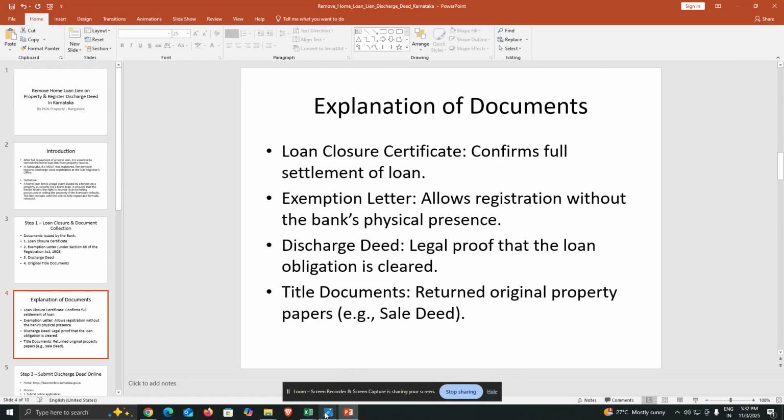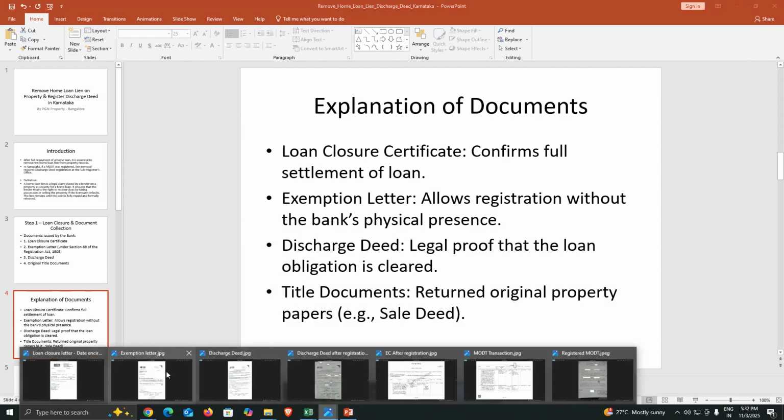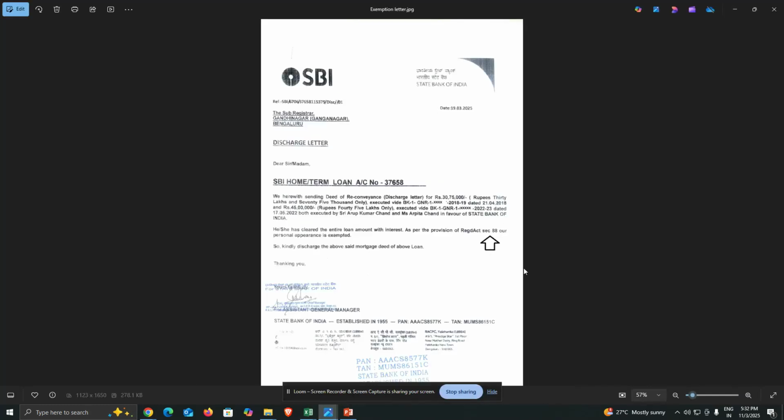Next is the exemption letter. So let me share the image of the exemption letter. This is the exemption letter. We have highlighted section 88, our personal appearance is exempted. It means that the bank's presence is not required at the sub-registrar office at the time of registering the discharge. We can register the discharge deed at the sub-registrar office without the bank personnel.